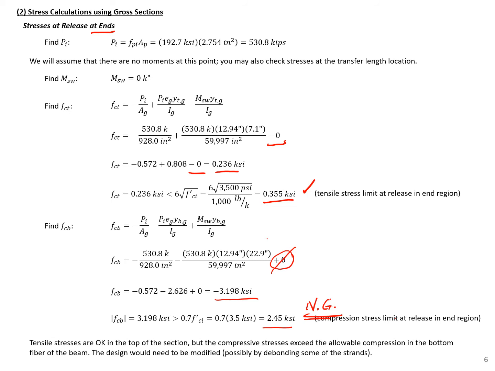Because of this, we would need to change something about our design. So we would need to either debond some strands, increase our concrete strength at release, or we can also go and check our stresses at the transfer length. If we check at transfer length, this will bring down our compressive stress a little bit.